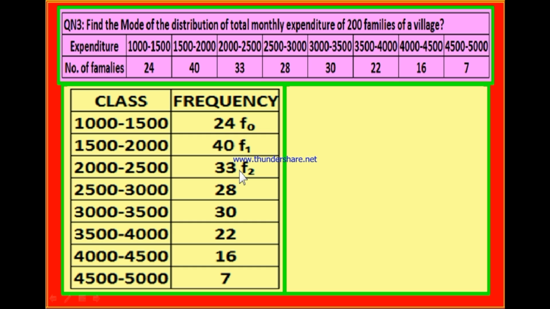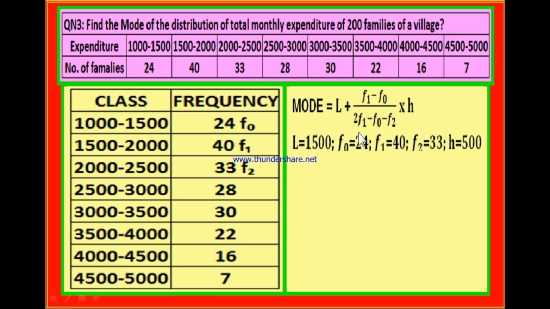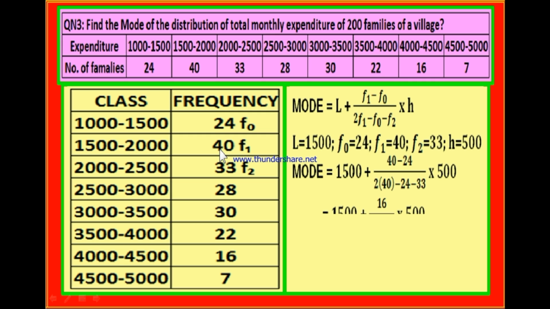Now let us write the formula for mode. To find mode, there is only one method. Of course, in order to find arithmetic mean, there are three methods. Now the formula to find mode is equal to L plus F1 minus F0 by 2F1 minus F0 minus F2 into H. Here what is L value? L value we learned already, this is 1500. F0 is 0, F1 is 40 and F2 is 33 and H, height of the class. What is the difference between any two successive lower boundaries or any two successive upper boundaries?